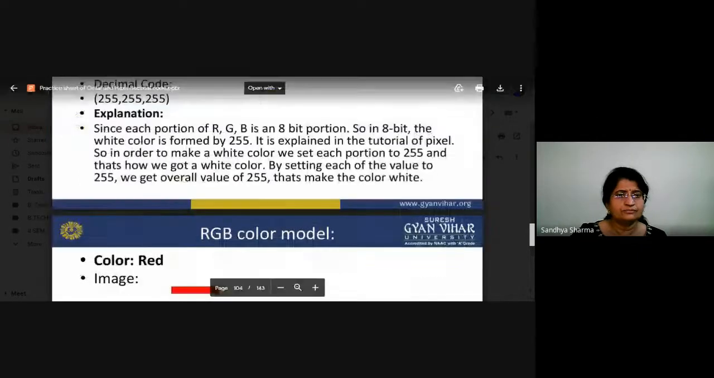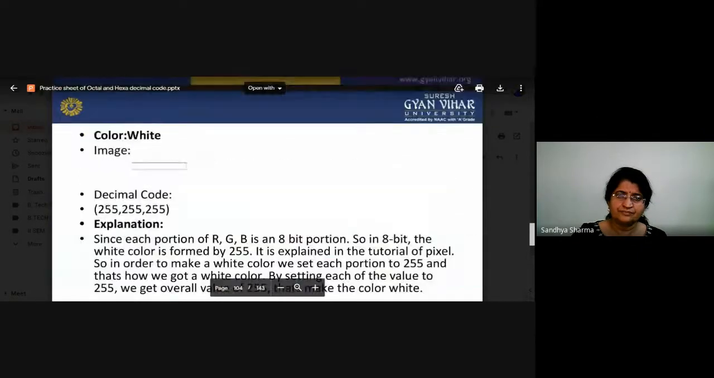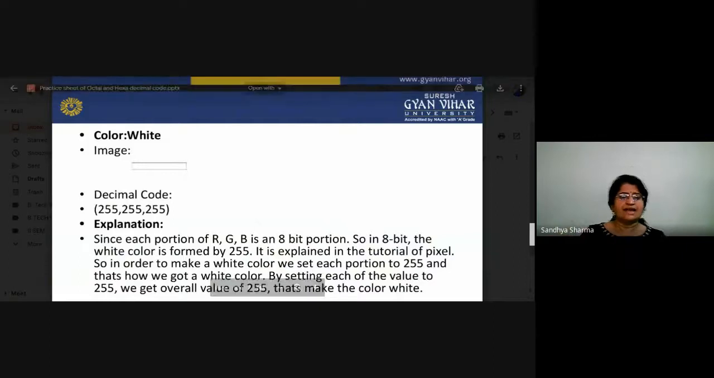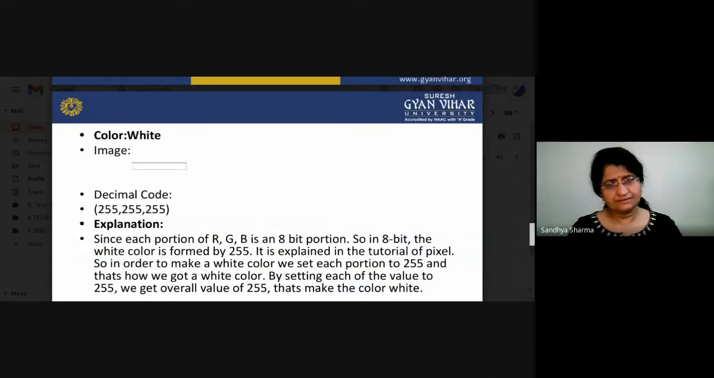Now, what about the white? Since every color has an 8-bit pixel size, the highest value for either red, green, or blue is 255 levels. So the highest value of that is 255. If you want to generate the white color, all RGB values should be the highest value, 255, for representing the white color in the color theory.